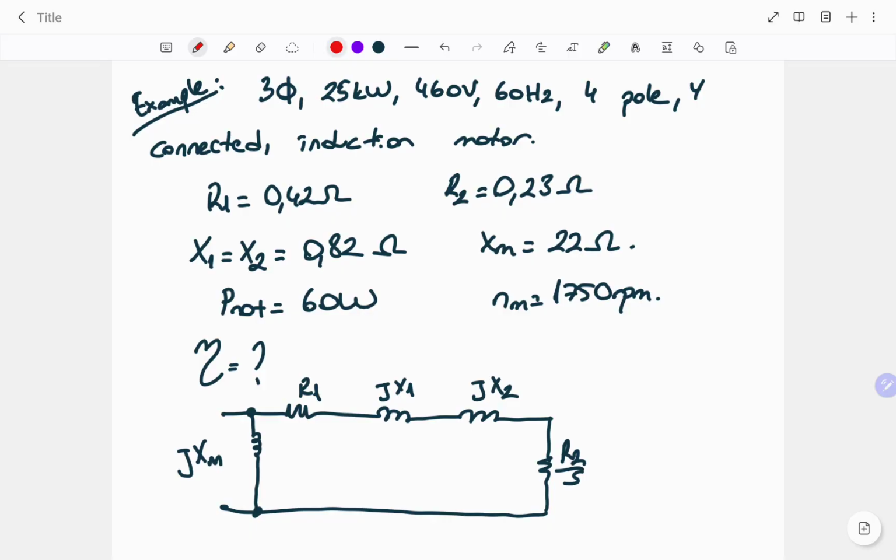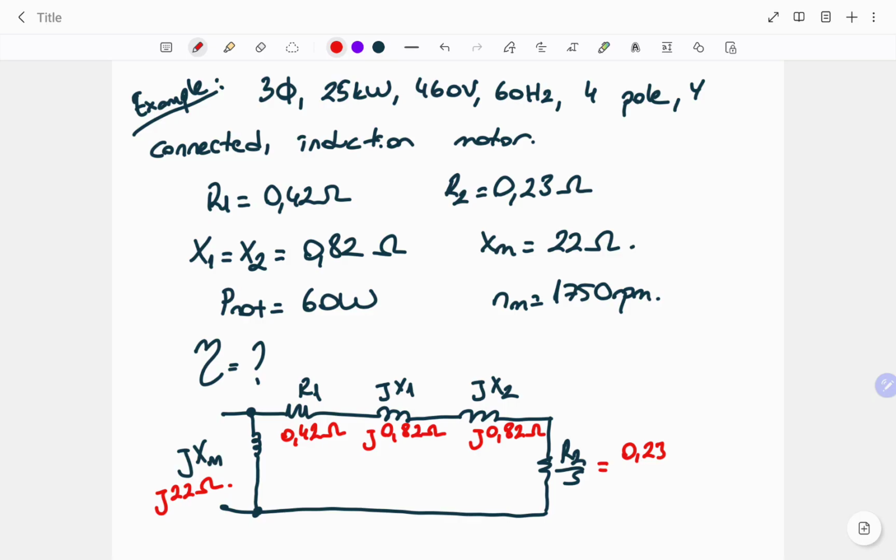So according to given values, first of all, let's clarify our circuit. We have 0.42 ohms R1, we have 0.82 ohms X1, and the same value for X2, which means we have a design A type induction motor. For Xm, the value is 22 ohms. For R2 over S, the R2 value is 0.23. But for slip, let's calculate first of all the value of slip because it's not clearly defined.